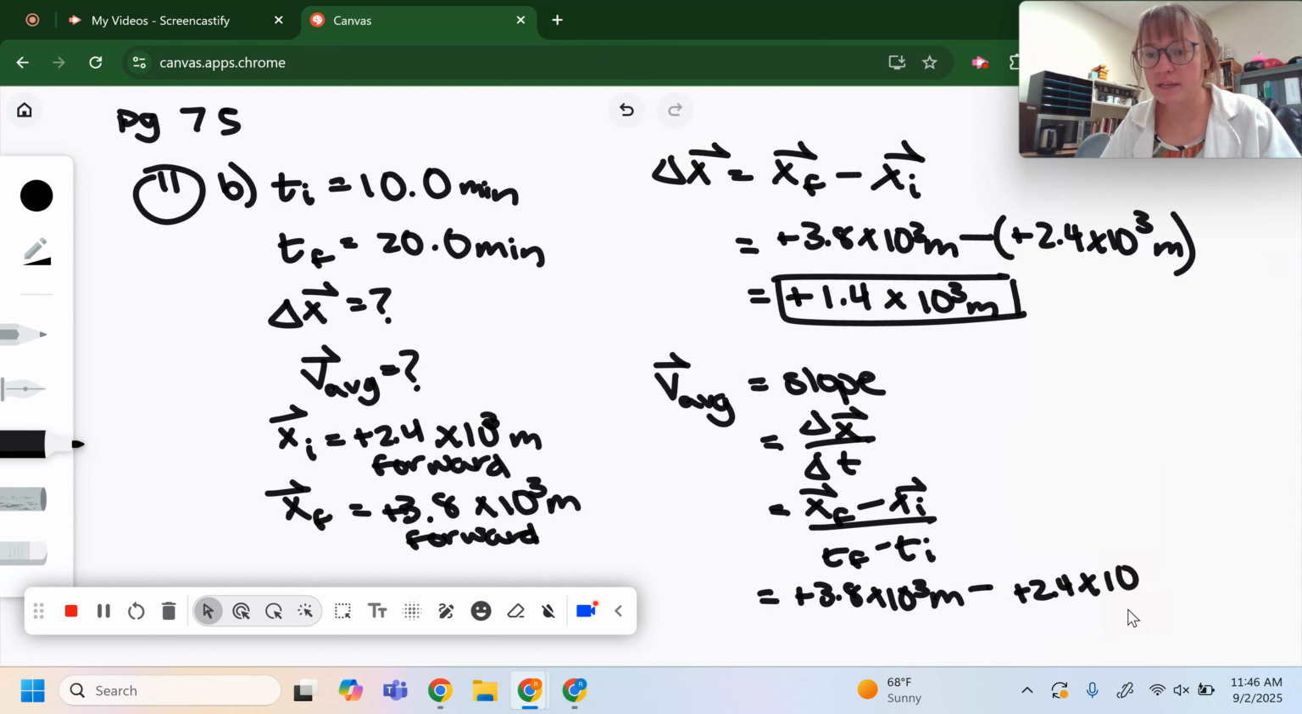Notice that I'm always including direction. I'm just including it in the form of a positive sign. But if you wanted to use forward instead, then you could just write out the word forward. And that is also totally great.